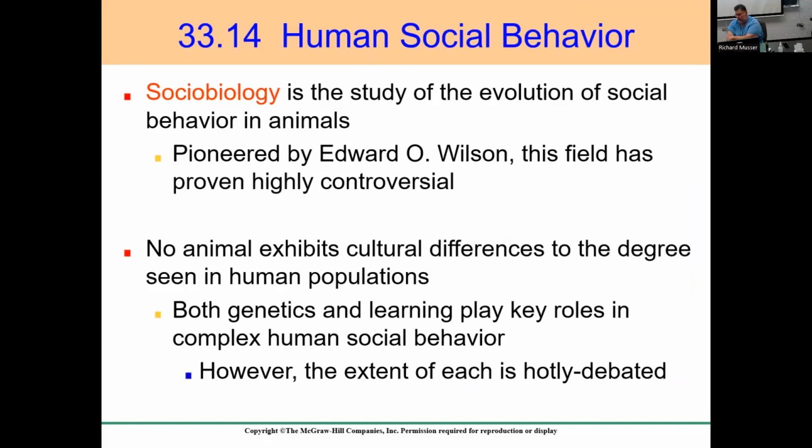E.O. Wilson is an important name. I've actually met him a couple times. He was an entomologist. He worked at Harvard. And he was really well known for creating the field of sociobiology. And in that field, a lot of it was looking at how social behavior in animals occurs.